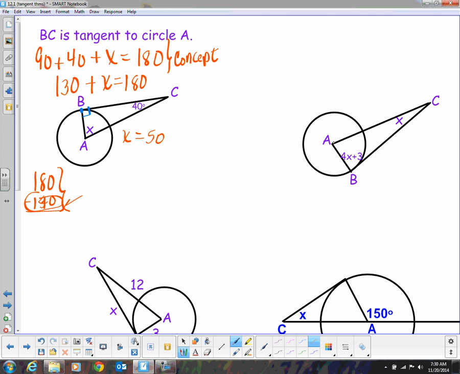All right, so let's go over here. We have a radius, we have a tangent. What should you think? Radius, perpendicular. All right, do I know this angle? No. And I already have plenty of x's. What do you think our expression should be this time?